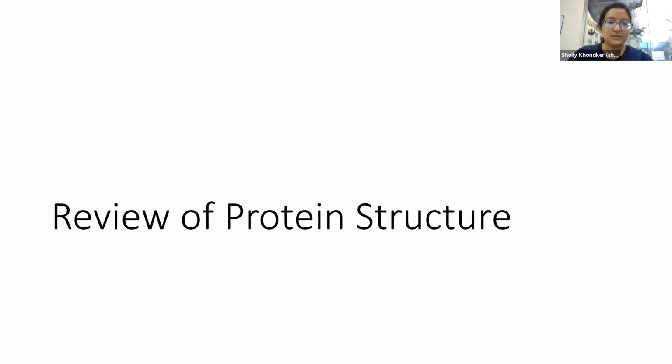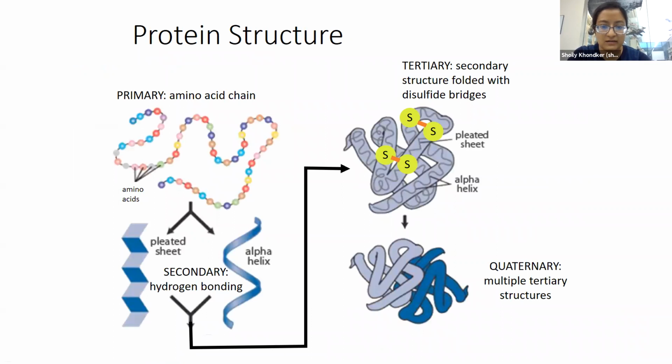Okay, so there are either 3 or 4 levels of protein structure, depending on what protein you're talking about. So the primary structure is the amino acid chain. So this is simply the sequence of amino acids. The secondary structure has 2 possibilities. One is the alpha helix, and the other is the beta pleated sheet.